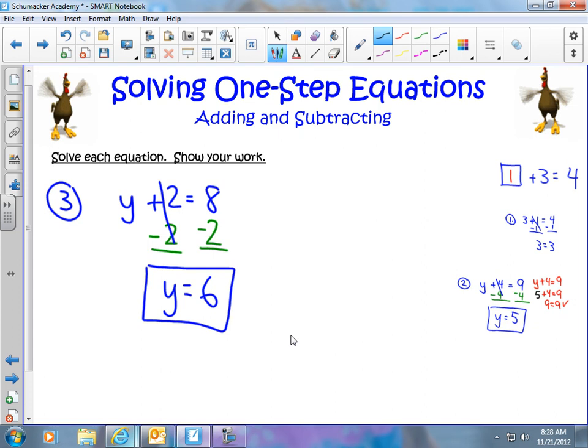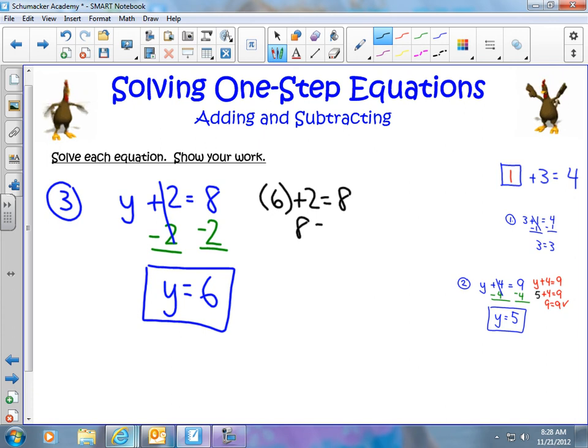And again, I can check this by simply plugging it in. For my y value, I'm going to put in the answer: 6 plus 2 equals 8. 8 equals 8. I am correct.